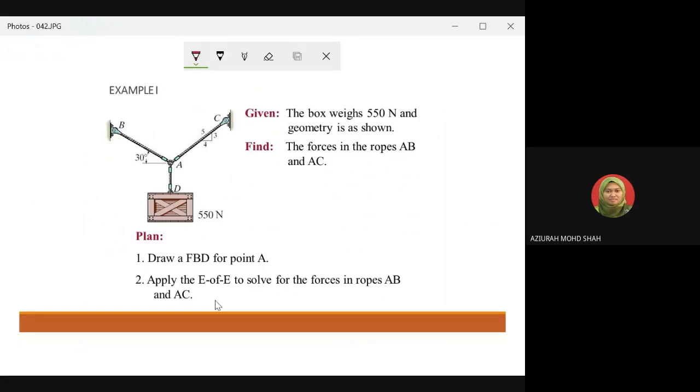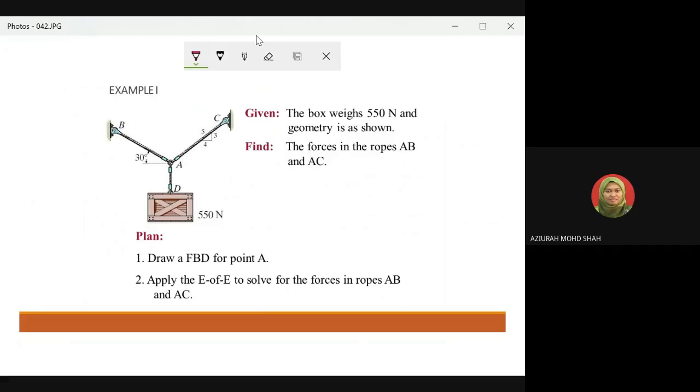So sekarang ni katalah, you nampak there's a crate here, ada box here. The weight is 550 Newton. Okay, and then the force in the rope AB. Dia nak cari, this is the problem statement lah, given, this is the information. You need to find the force in the rope AB and AC.